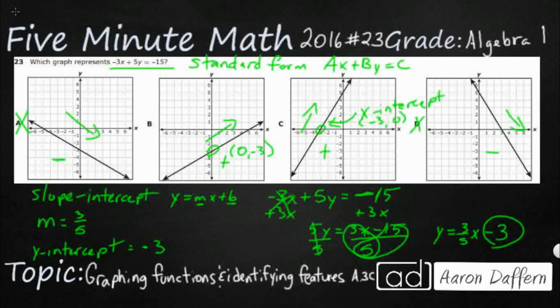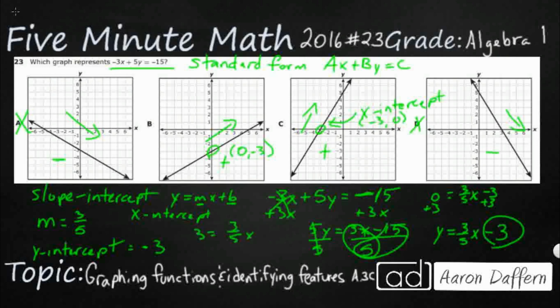Let's find our x-intercept though, right? So how do we find the x-intercept? That's actually also called the zero. Well, what you do is you stick a 0 in for y and you solve for x. So 0 equals 3/5 x minus 3. Okay, so let's add 3 to both sides. And we're going to get 3 equals 3/5 x.